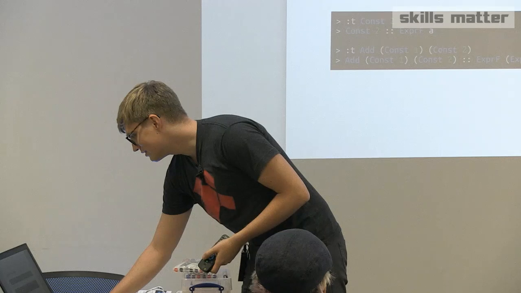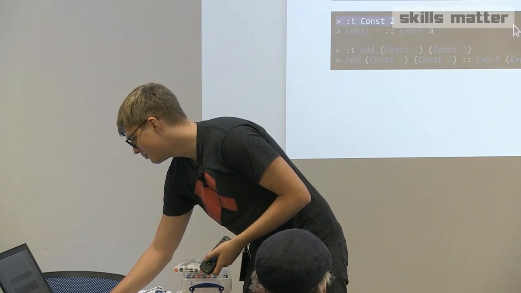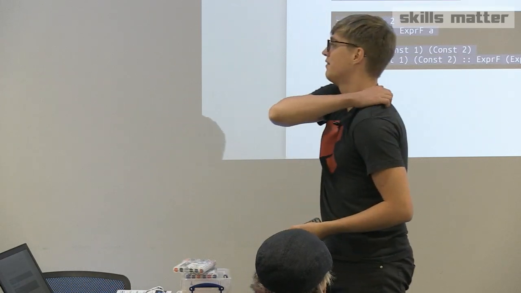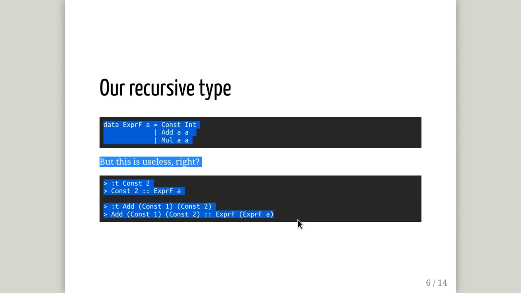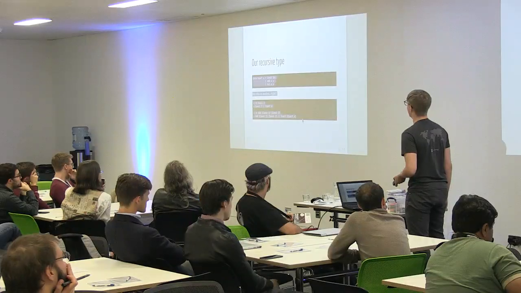So let's go back to our recursive type and think about how we can describe our AST with that recursive type. Well, we can have the constant element, but the type of the constant element is going to be an expression f of a. And then say we want to have an addition, but then the type of the addition of two constant elements is going to be an expression f of a.